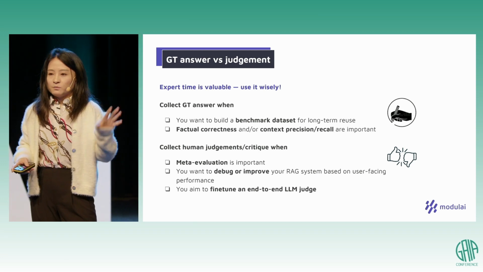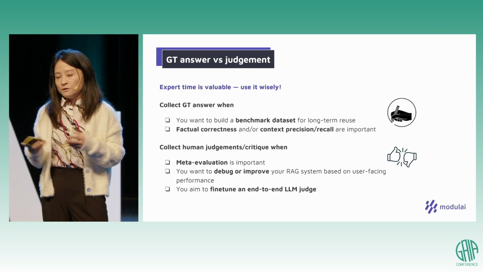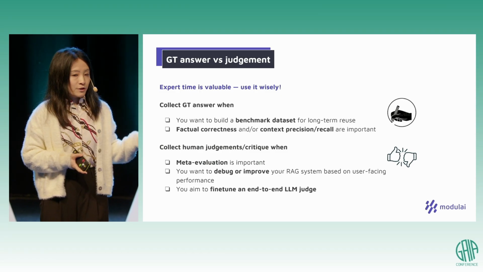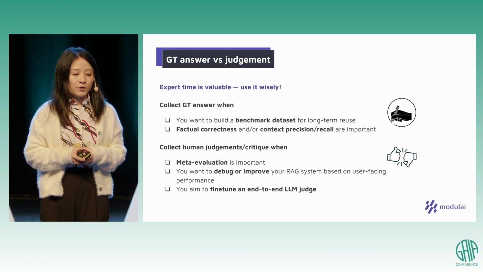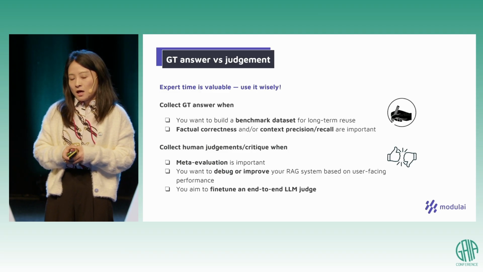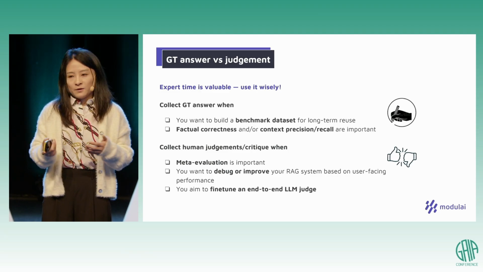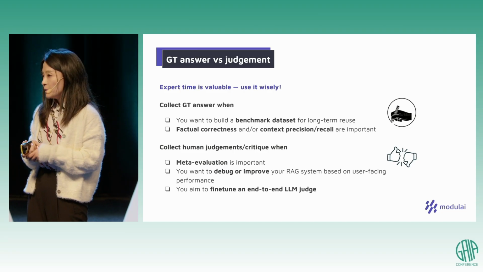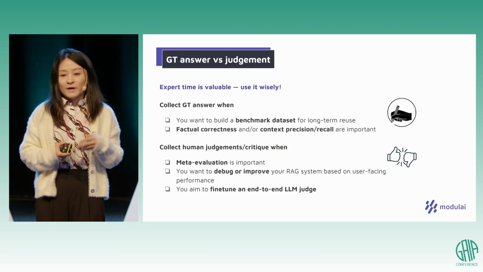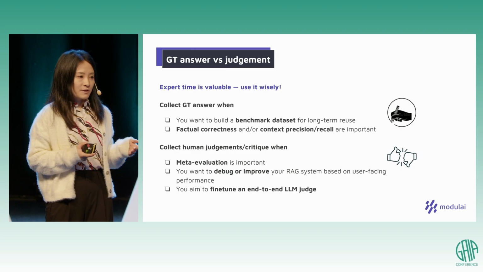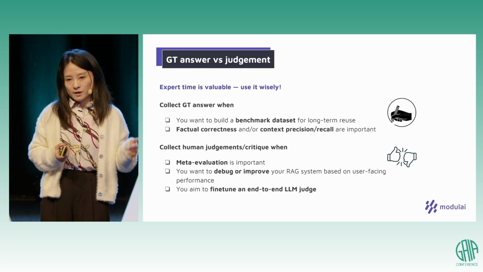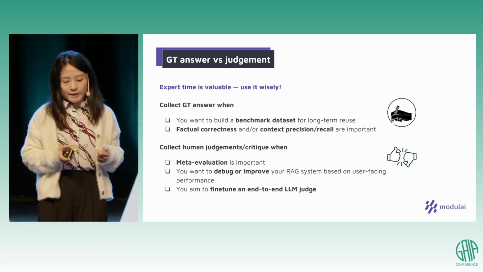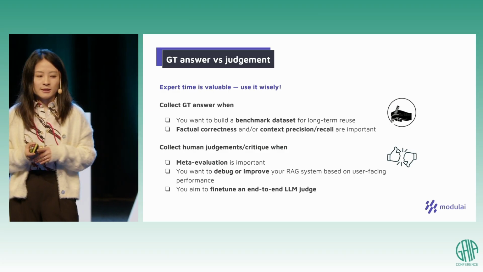From the previous diagram, we included the human domain expert, and we asked them to give us a ground truth answer, human judgment, and critique. But one thing I would like to highlight is that expert time is quite valuable, so we need to use it wisely. If you're wondering when you should collect ground truth answers and when you should collect human judgments or critique, here's a little cheat sheet.